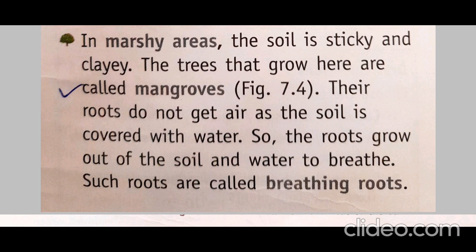In deserts, cactus and palm are the examples of desert plants. Plants which are growing in marshy areas are mangroves.